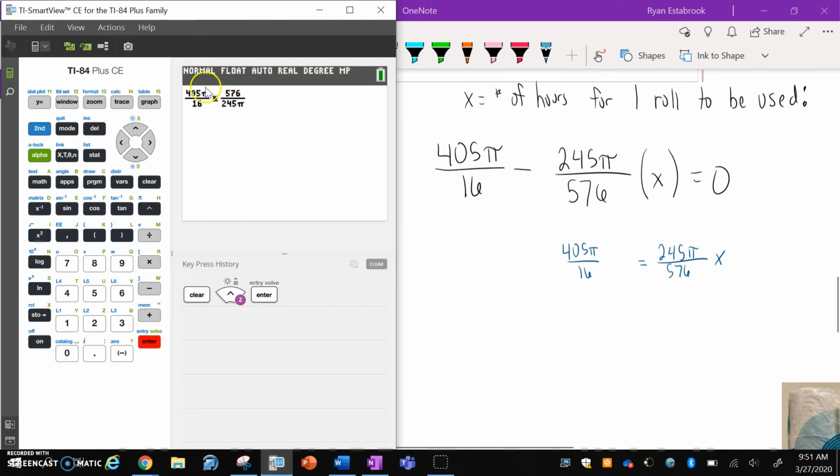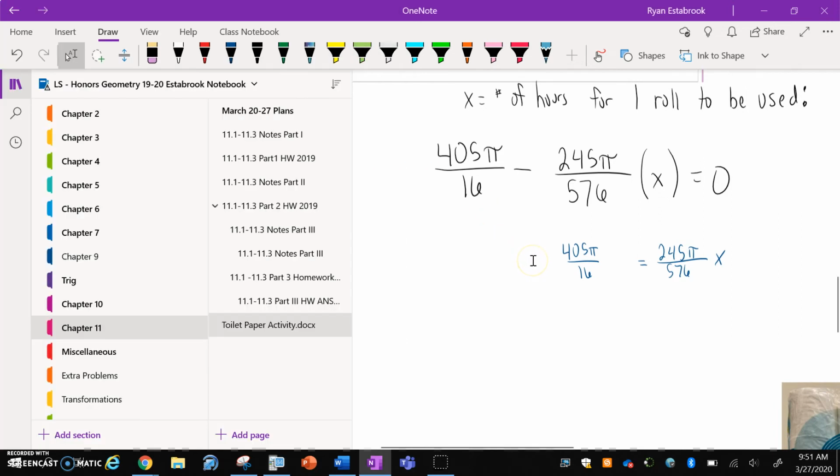So I'll bring up my calculator. There's 405 pi over 16 times the reciprocal of that right-hand side. And here is the 59.5 hours that Claire was alluding to. So that would be how long it takes for one roll to be used up. Every 59.5 hours, we would use one roll, which leads to another question then.